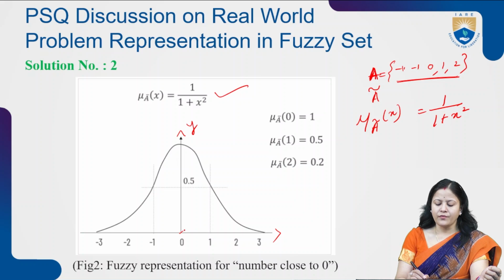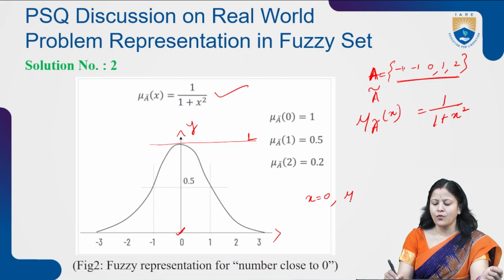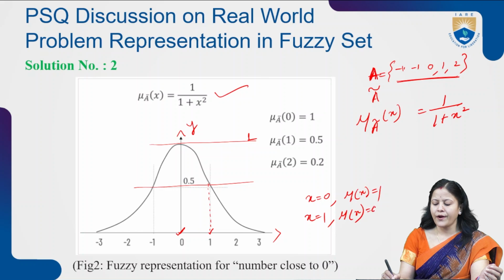So here, if you consider the point 0, that means when the value of x is equal to 0, what is the membership value here? The membership value is equal to 1. This is the membership value which is equal to 1 when x is equal to 0, meaning mu of x is equal to 1. Similarly, suppose we consider x equal to 1 at this point. What will be the membership value? Exactly at the middle, so almost we will get 0.5. That means mu of x is equal to 0.5.